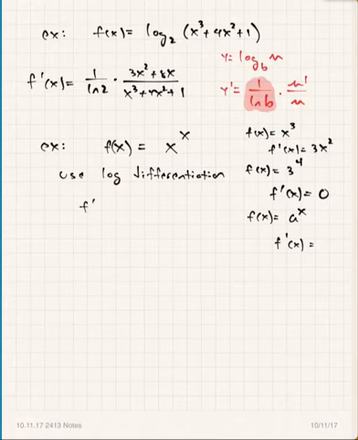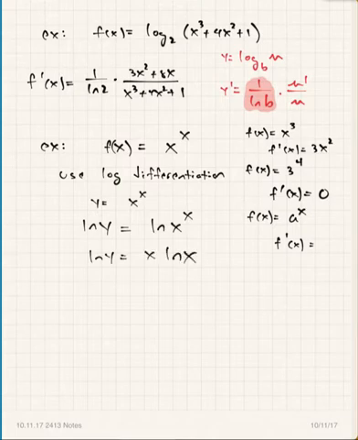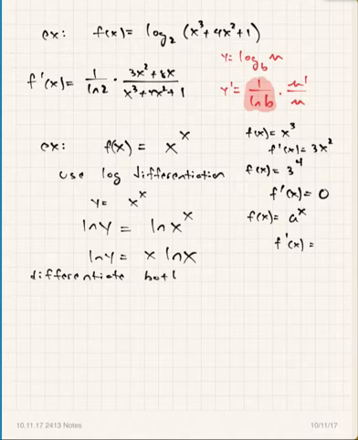So, whoops, not ready to differentiate yet. So you've got y equals x to the x. Take the natural log of both sides of the equation. And then bring that power down in front. And boom, now you can differentiate both sides. You're just going to have the product rule on the right side of the equation. So differentiate both sides. And in particular, this is going to be a product rule problem.